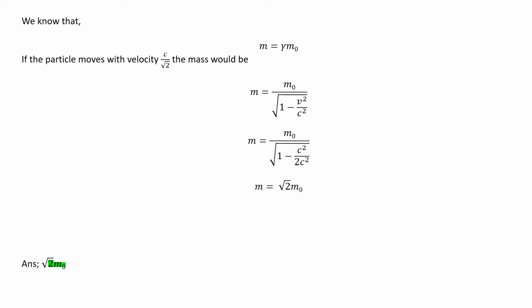We know that m equals gamma m naught. Again we know the value of gamma, that is 1 by root over of 1 minus v square by c square. And again it has been given that the particle moves with velocity c by root 2. So by putting the value of v, we can find that m is equal to root 2 m naught. So our answer will be m is equal to root 2 m naught.